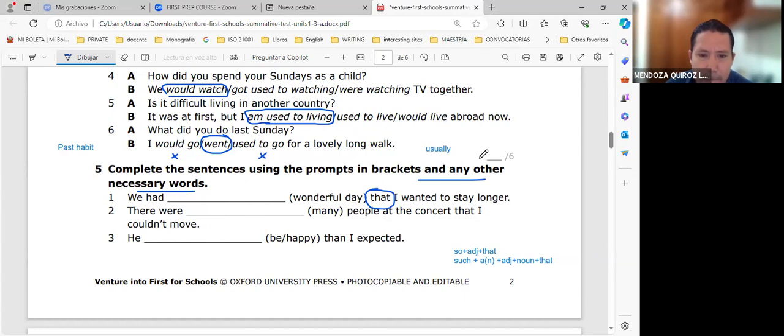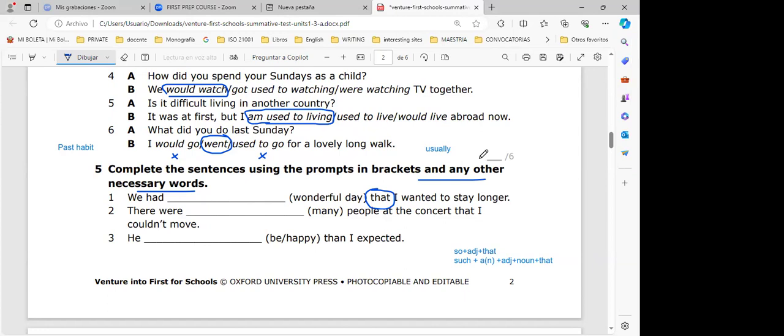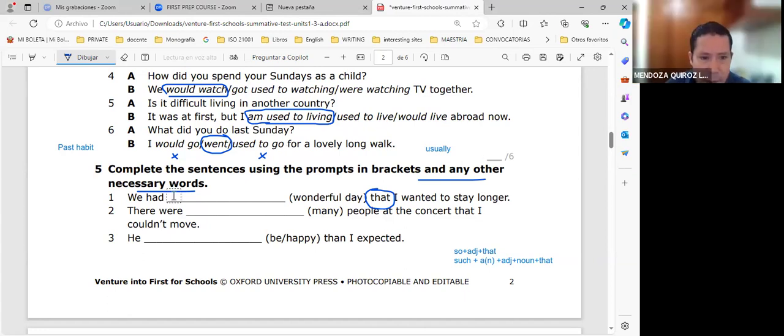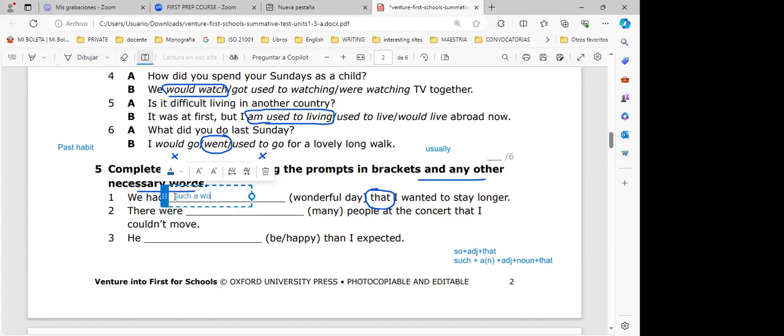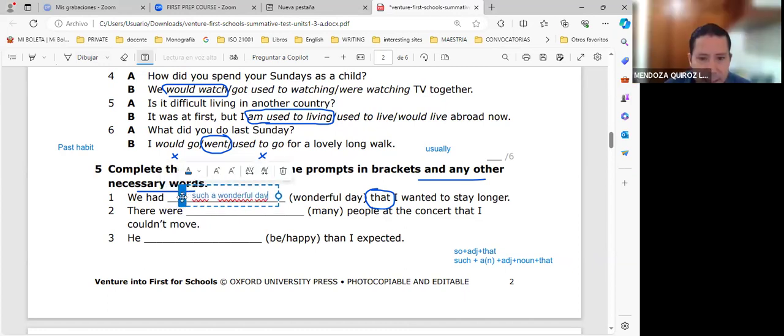Naomi, number 1. We had such a wonderful day that I wanted to stay longer. Nice. We had such a wonderful day.